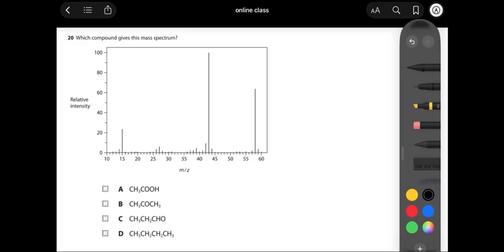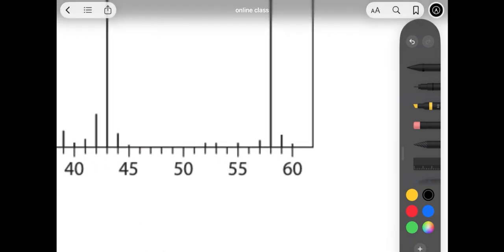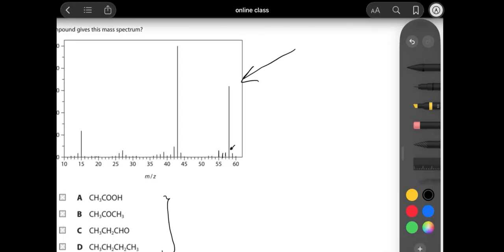Okay, now let's practice this question. We have a mass spectrum, and we have a possible corresponding compound for this spectrum. So how can we deduce that? You just notice that if you look at the peak in here, it has a molar mass of, this is 55, 56, 57, 58. So the molar mass of this compound is 58.